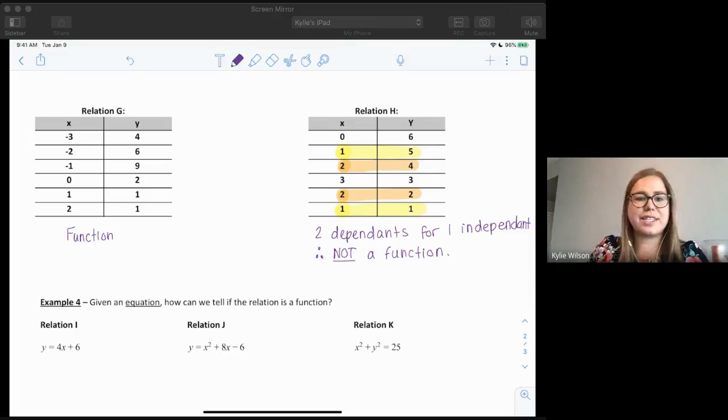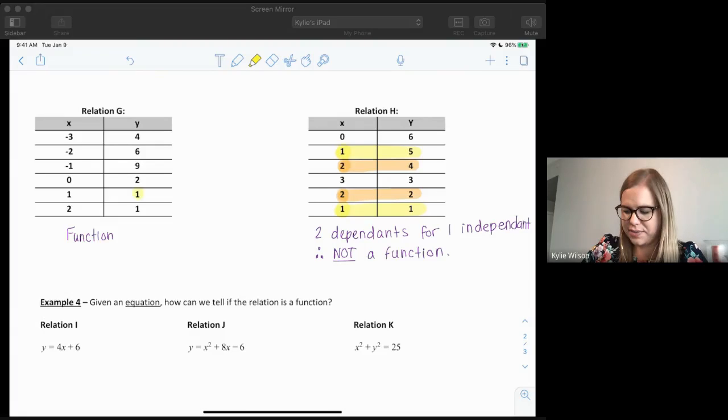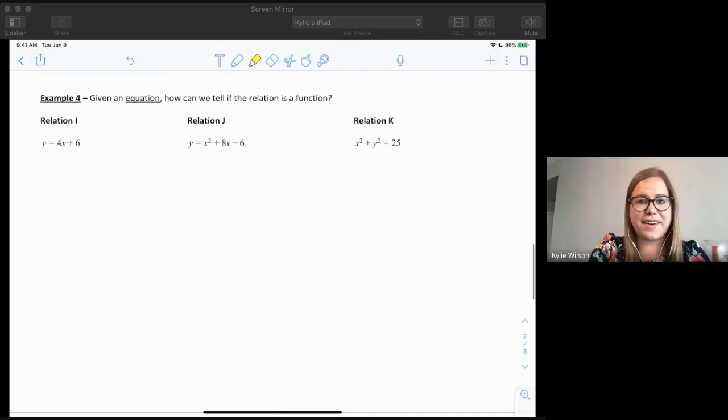Now, one important thing to note is it can be the other way around. That works. So if I look over here, I have (1, 1) and (2, 1). I have two of the same number in my y column. That's okay. That works. It's just I can't have matching numbers on my x's. That is really the only rule to this. So just be careful there because that can get a little confusing. Okay, so now what if I'm given an equation?